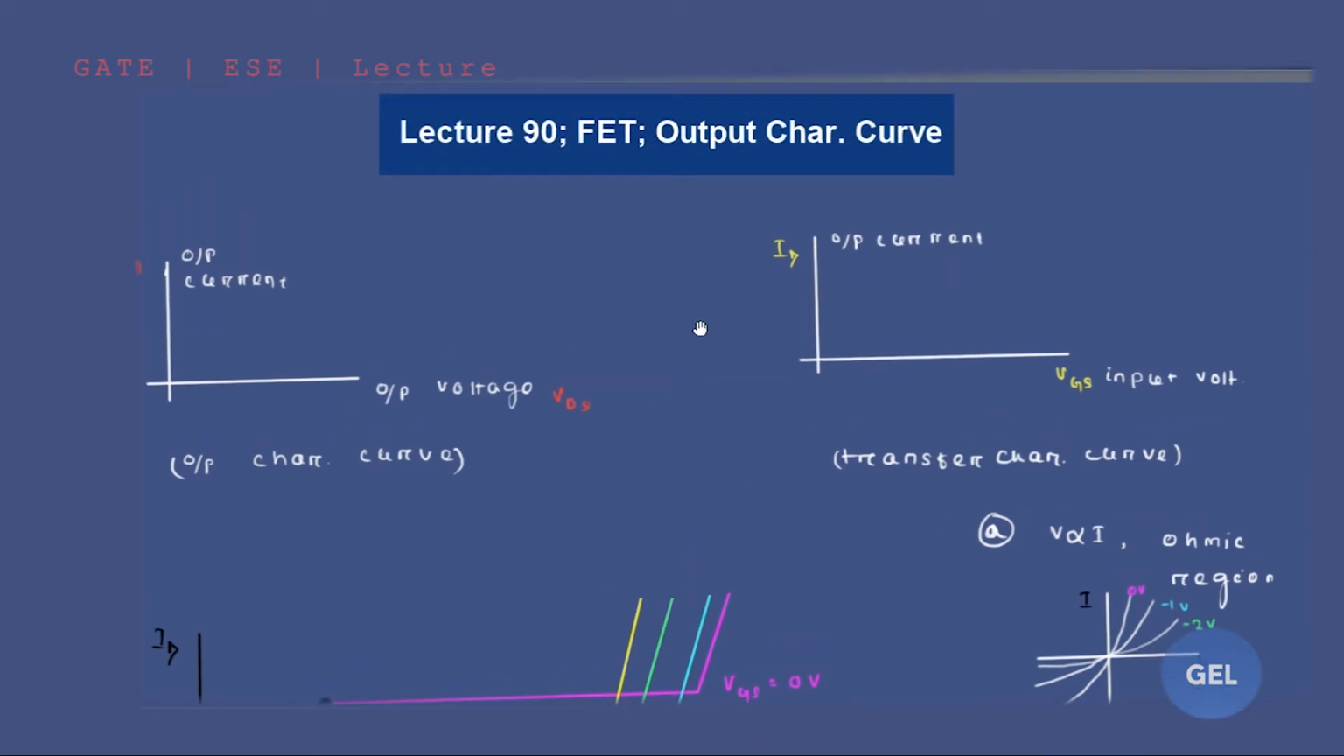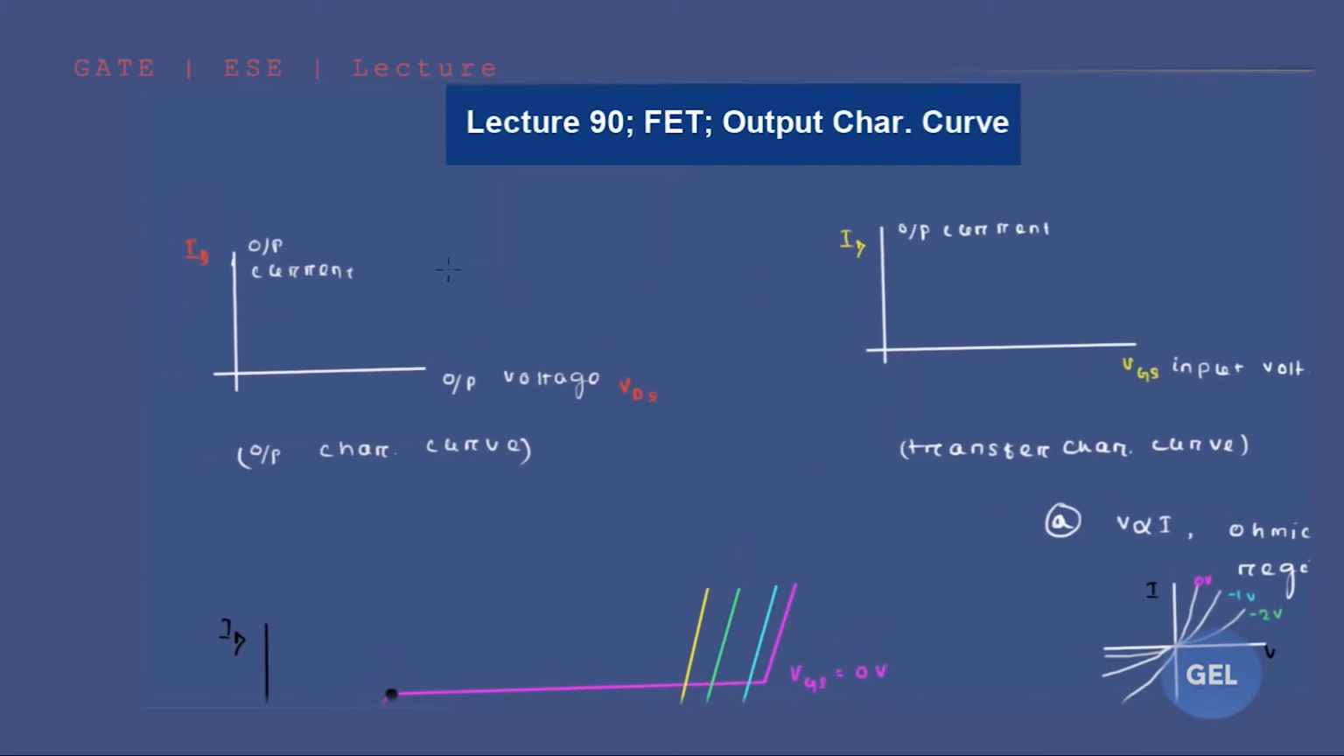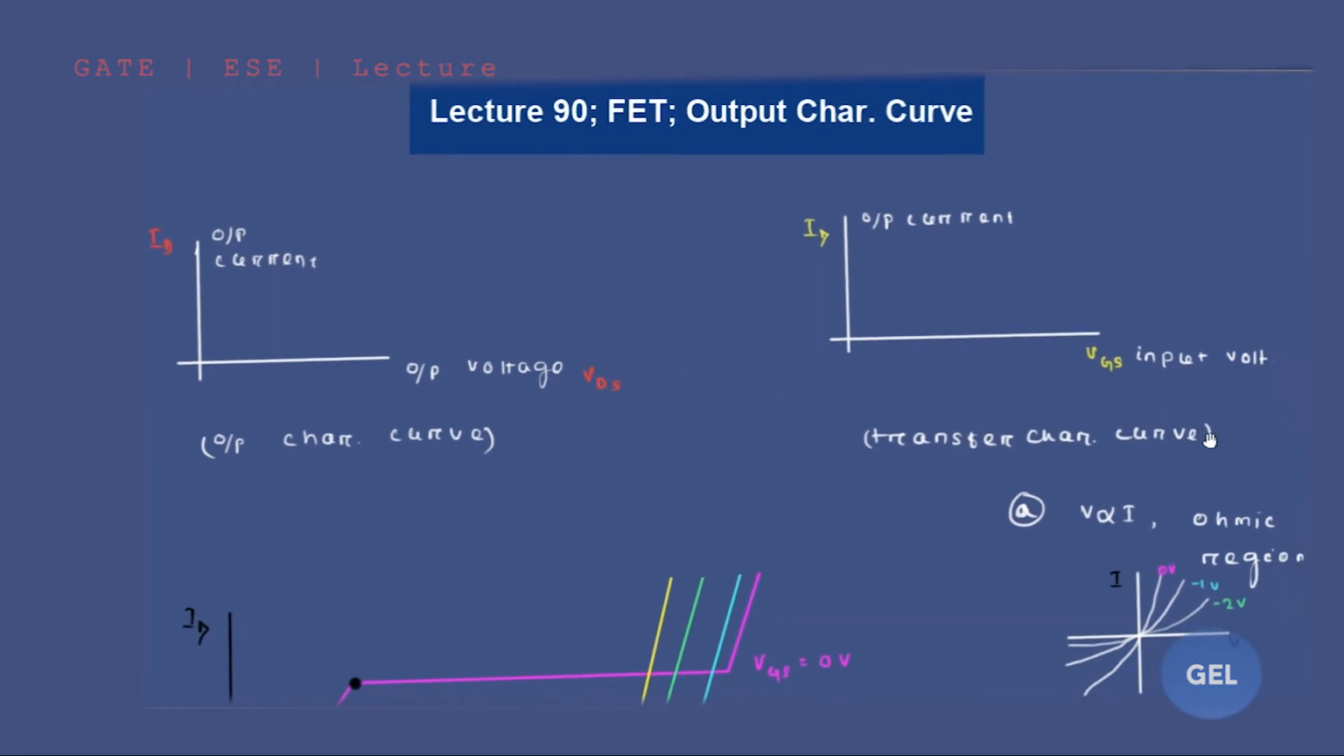This video lecture will be on the output characteristics curve. That means it will be based on this curve. We'll analyze this curve, and after this video lecture, in the next video lecture we'll get into the transfer characteristics curve. Now let's start with the output characteristics curve.